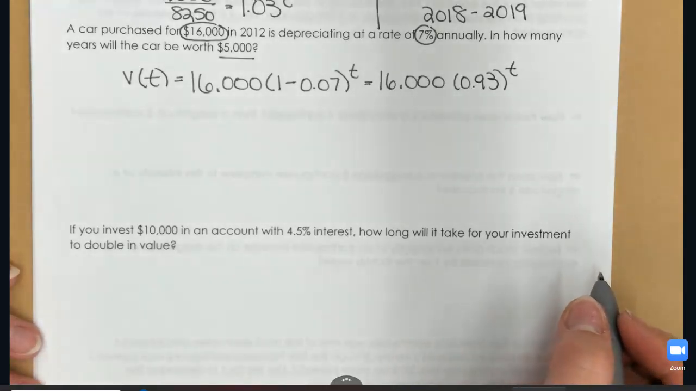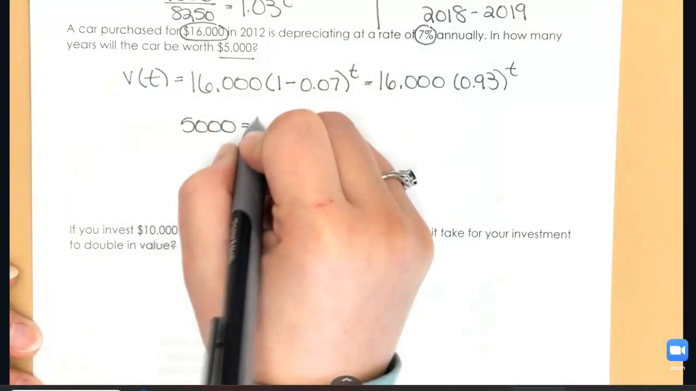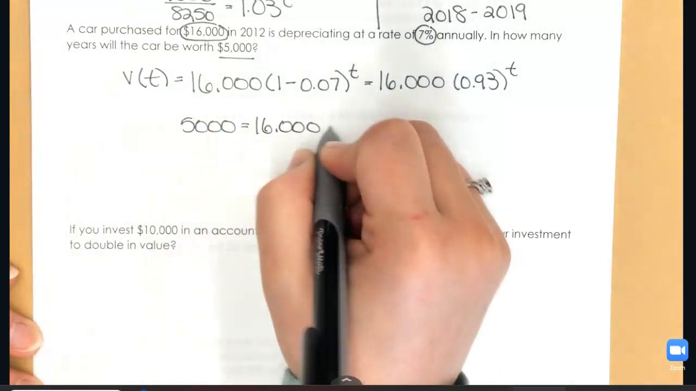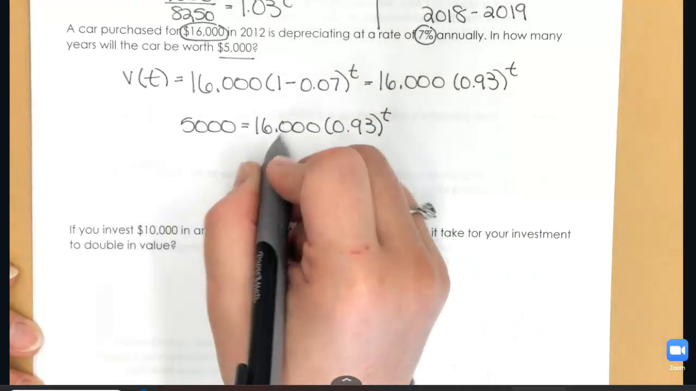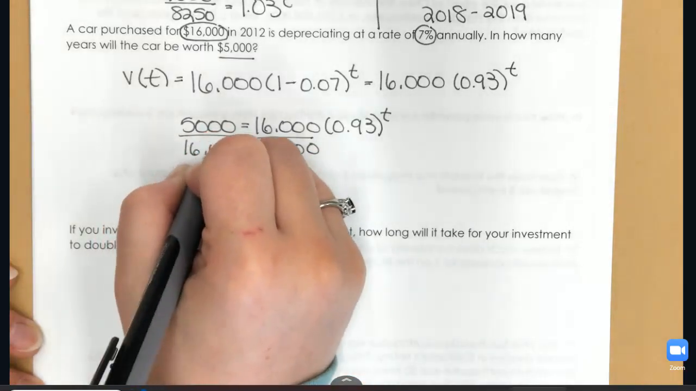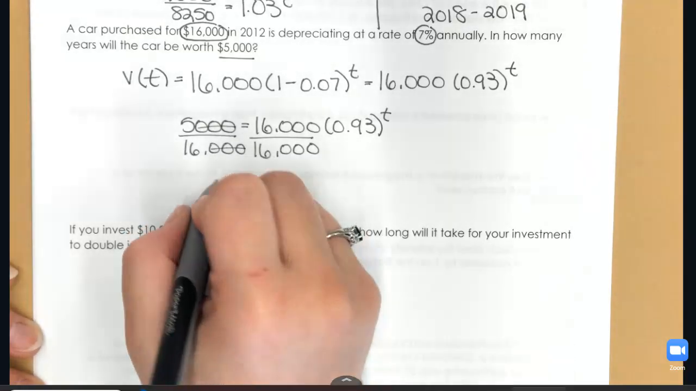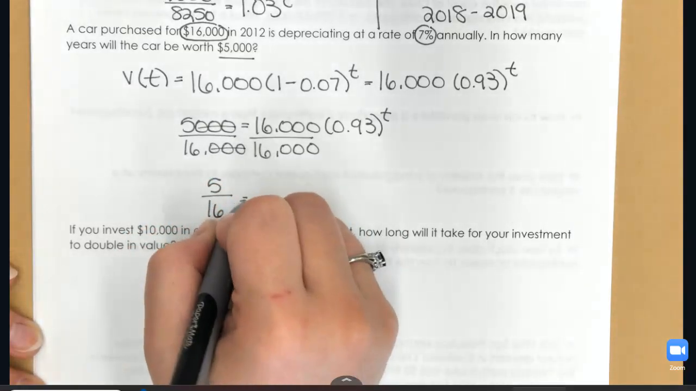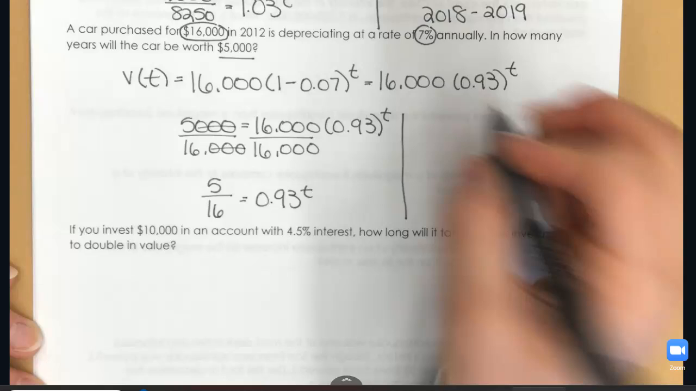So to find when the value of the car will be $5,000, I'm going to set this equation equal to 5,000. And I want to get my base alone, so I will first divide by 16,000. Again, this will not divide evenly, but I can simplify. We have 3 zeros on the top and the bottom, so this reduces to 5 over 16. Okay, now that that's alone, I can rewrite this in log form.